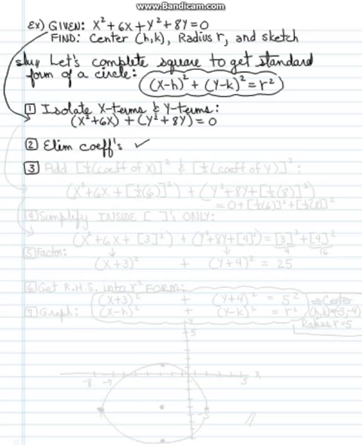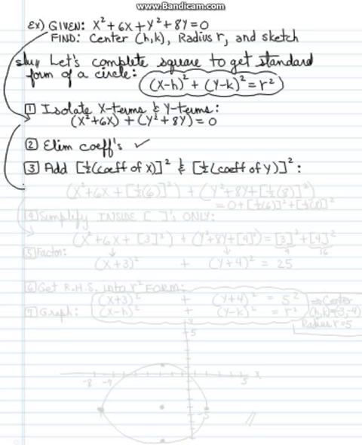Step 3 says, to both sides add half the coefficient of x squared and half the coefficient of y squared. So we're going to add, bracket, 1/2 coefficient of x, close the bracket, square it, and we're going to add to both sides 1/2 times the coefficient of y, close bracket, square.